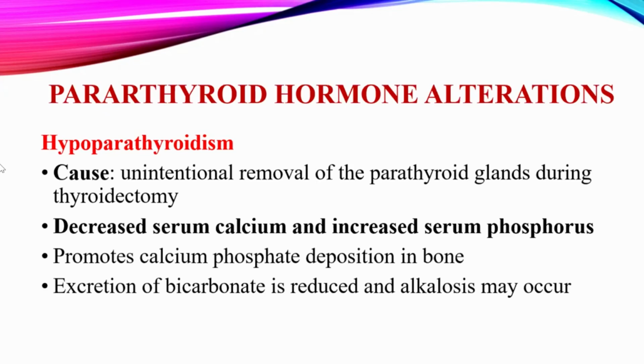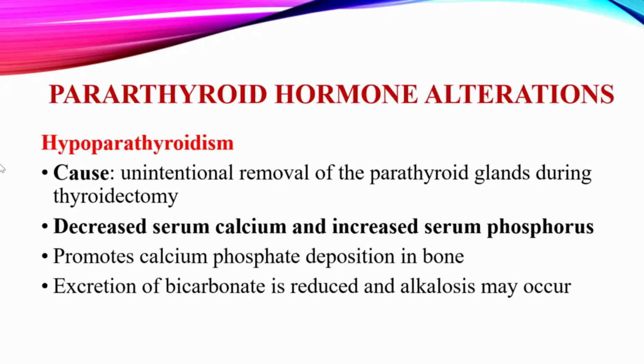When there is a lower concentration of parathyroid hormone, it promotes calcium phosphate deposition in bone, and it also reduces the excretion of bicarbonate. In the absence of parathyroid hormone, there is reduced excretion of bicarbonate, which may lead to alkalosis.